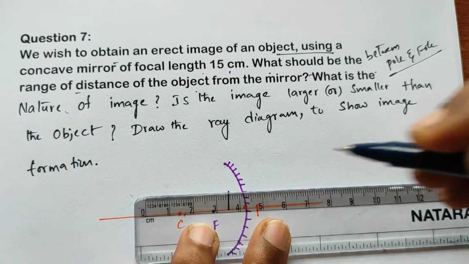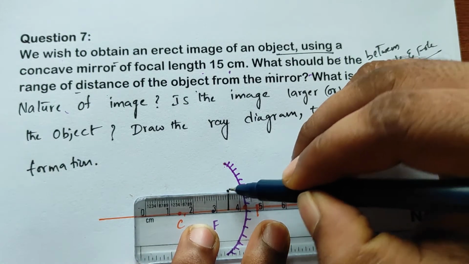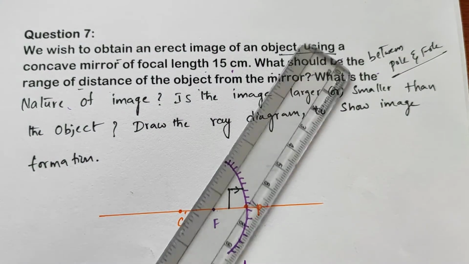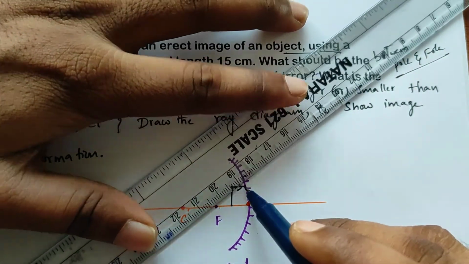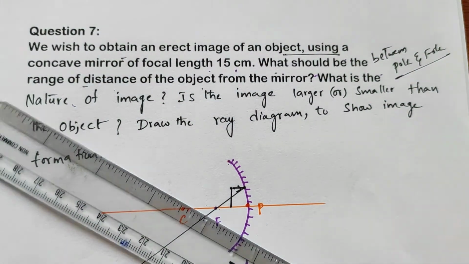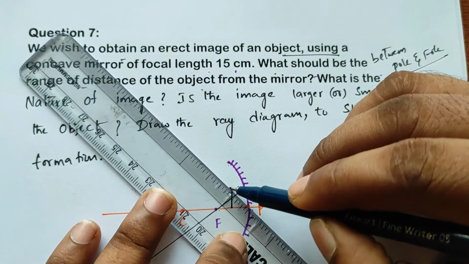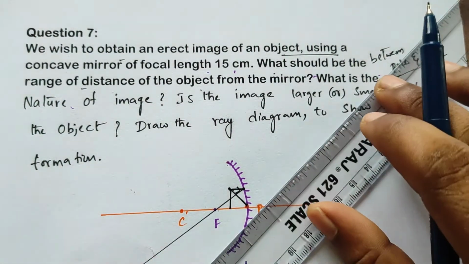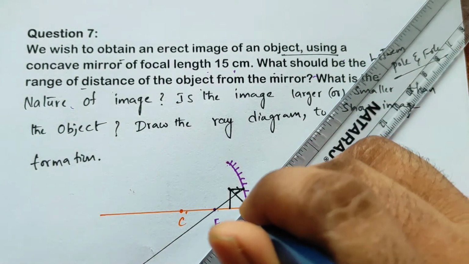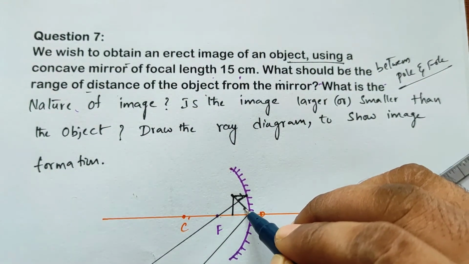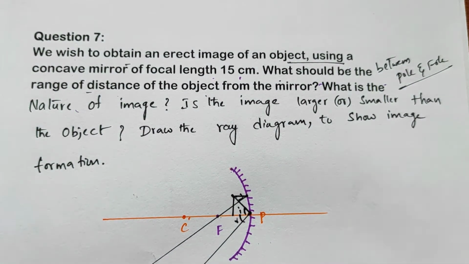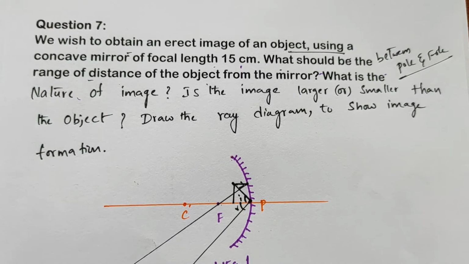Now, a ray which is parallel to the principal axis, after reflection, has to go through the focus like this. And the ray which strikes the pole exactly like this, after reflection will go again in this manner. That means angle I is equal to angle R. At whatever angle it strikes, at the same angle it will go. So these two laws I am going to apply to draw the ray diagram.